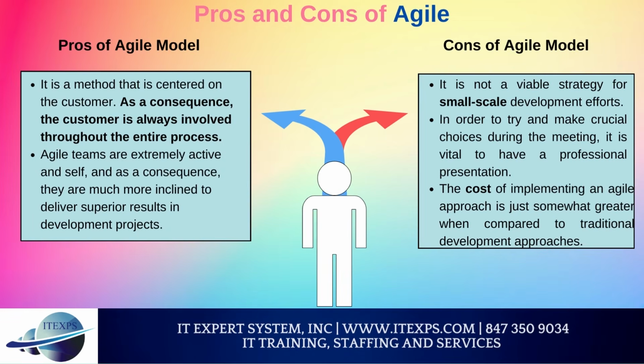Pros and cons of Agile. Pros of Agile model. It is a method that is centered on the customer. As a consequence, the customer is always involved throughout the entire process. Agile teams are extremely active and as a consequence, they are much more inclined to deliver superior results in development projects. The Agile software development approach ensures that development quality is maintained throughout the development process.